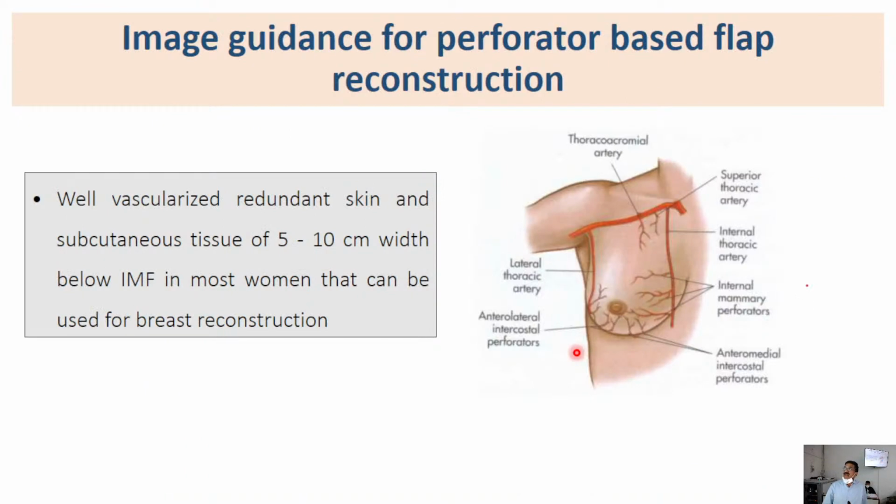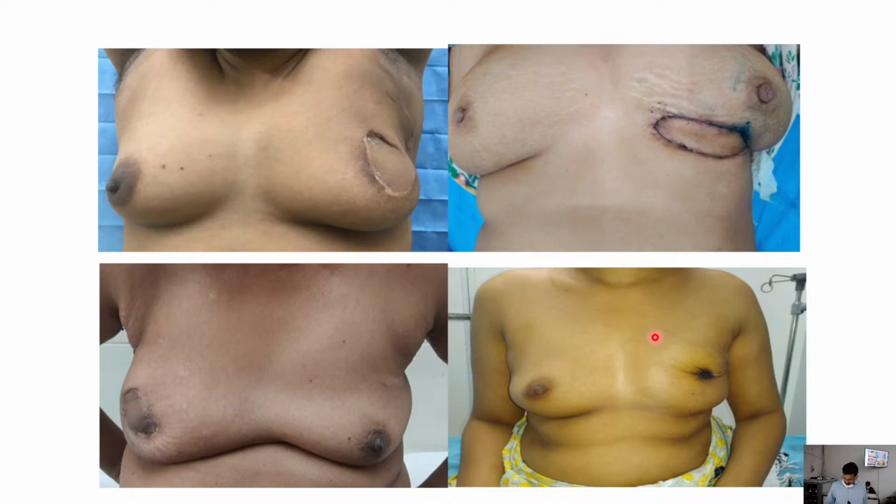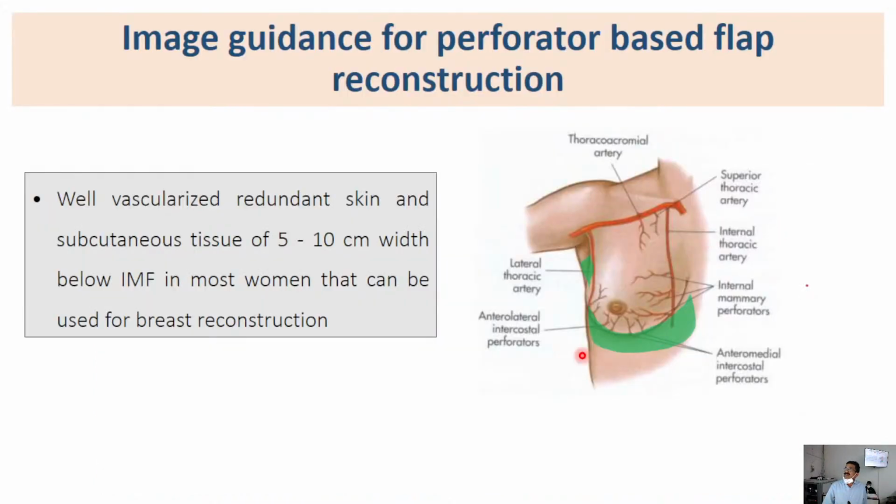Now, another way the imaging helps is that there is a well vascularized redundant subcutaneous tissue between the inframammary fold and to a distance of about 5 to 8 centimeters. It is nowadays possible to base this on perforators and use this tissue for breast oncoplasty.